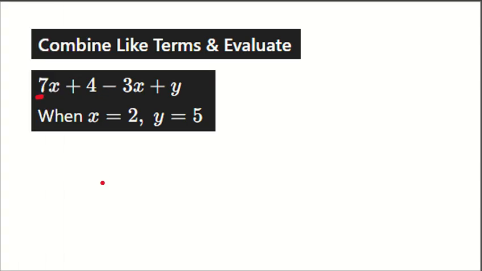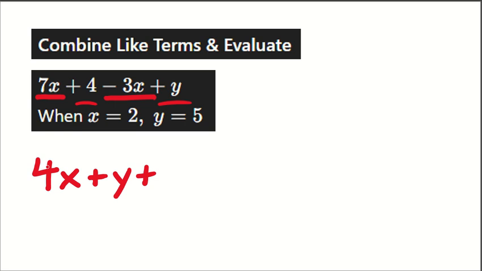Okay, so if I have 7 x's and I subtract 3 x's, how many x's do I have? That's right, I have 4 x's. So I'll go ahead and put that right there. And then I just have a plus 4 and a plus y. So I'm actually going to keep the variables all together. So we'll add a y, and then we'll add a 4. And we've combined like terms.